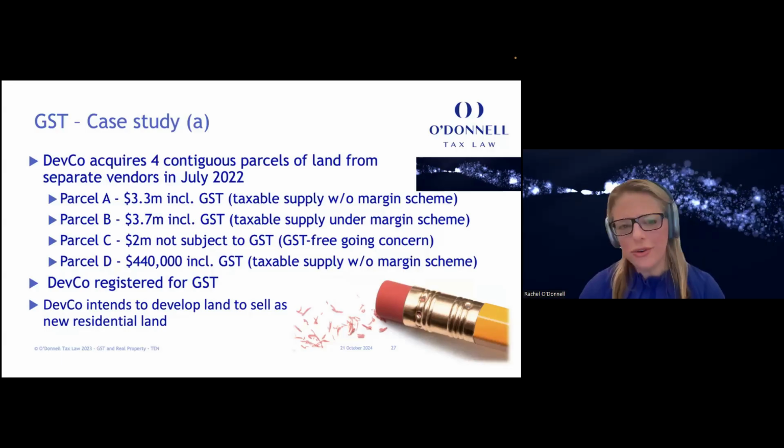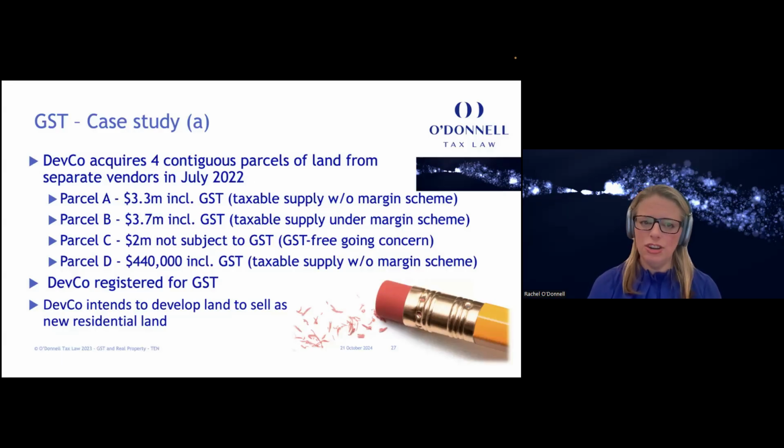Great. Thanks, Lisa. I'll go through it because I think it's helpful to work through a practical example. So in this example, a development company acquires 4 contiguous parcels of land from separate vendors in July 2022. Some of the other parts are going to be looking forward and assuming that certain things happen down the track. Parcel A was acquired for 3.3 million, including GST, and that was a taxable supply without applying the margin scheme. Parcel B was 3.7 million, including GST, but that did apply the margin scheme.